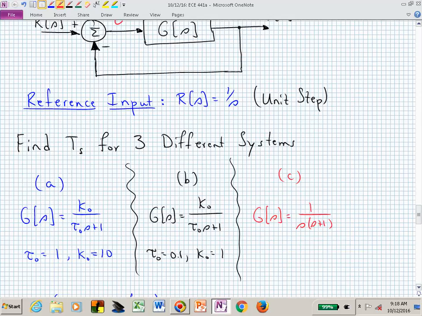It's 1, isn't it? What's the time constant? It's 0.1, right? Tau naught, it's right here. I gave it to you. That's why you're going, why is he asking? Why is he asking for the time constant? It's right there on the board.